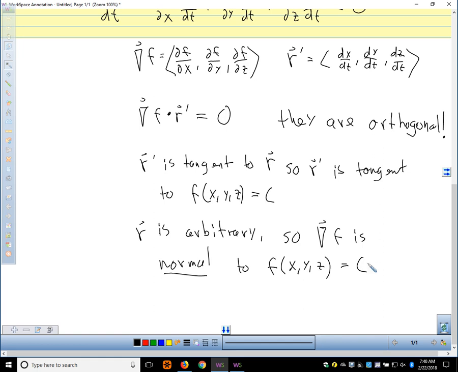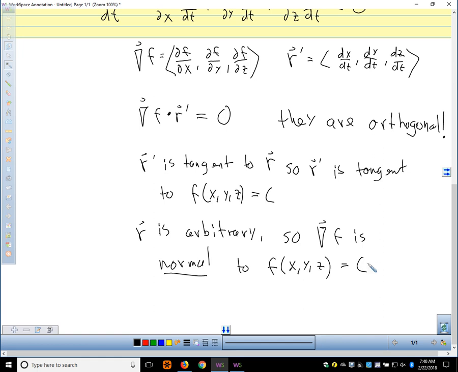So does this work for two dimensions? Would del f be normal to... So we said last time del f is normal to the level curves. Okay. So for a surface, f of x, y, z equals a constant. So a level curve is f of x, y equals a constant. So del f is normal to the level curve. Here we have f of x, y, z is a constant. So del f is normal to the surface.